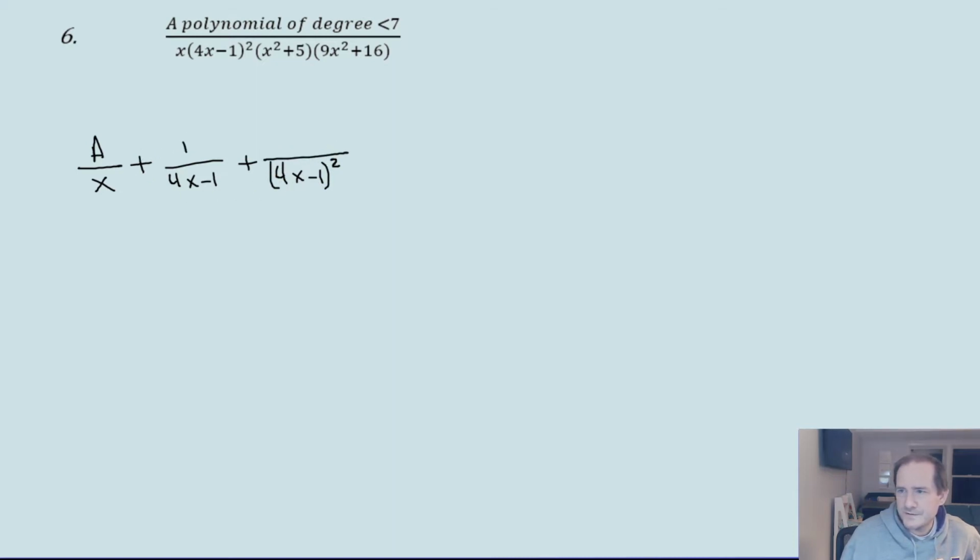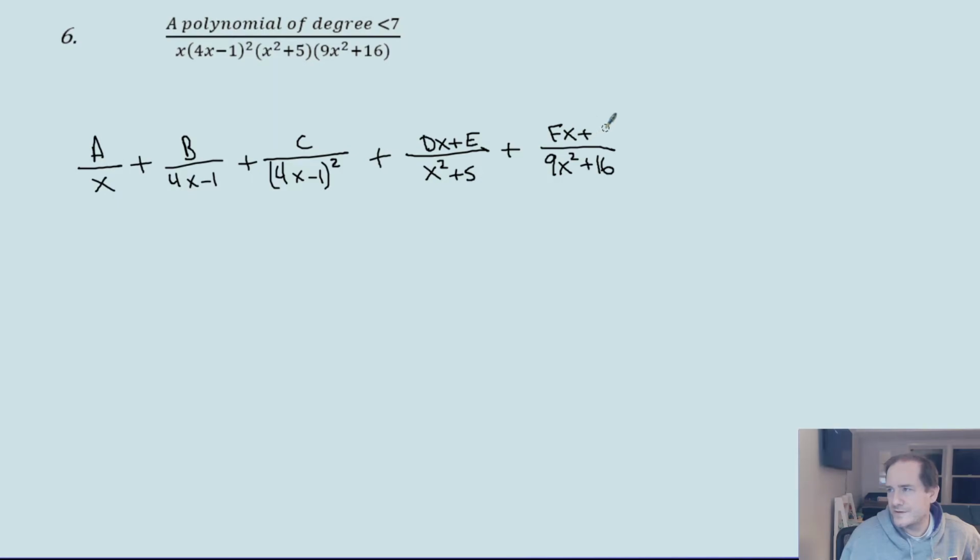But those are both linear, so that'll just be an A and a C. Then I got this irreducible quadratic, so I'm going to get an x squared plus 5 with a Dx plus E in it. Then I got this other quadratic. If this was a minus, we could factor, because it would be a difference of squares. But this is a sum, so it can't be factored. So you'll get a 9x squared plus 16, and you'll have an Fx plus G.